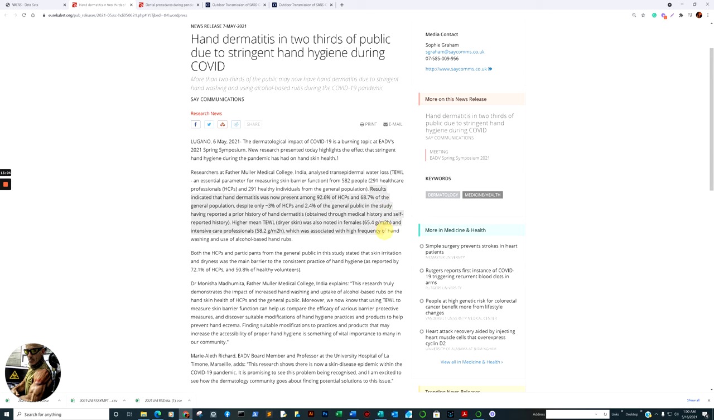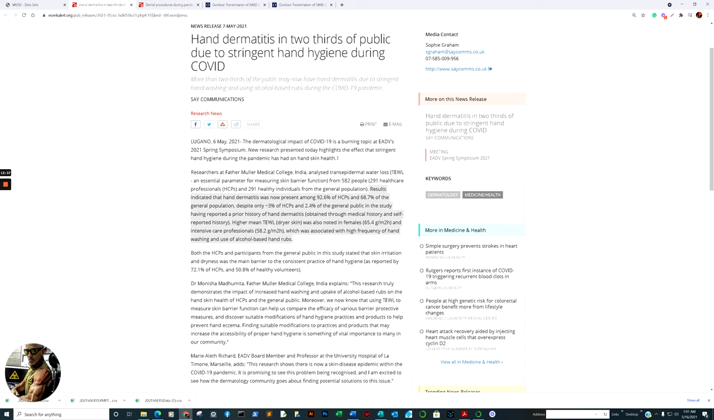Results indicated that hand dermatitis was now present among 92.6% of healthcare providers and 68.7% of the general population. Now, for those who are immunologist geared, we all recognize how incredibly important the microbiome of the skin is in the prevention of picking up other ailments and diseases. In fact, let's keep on reading.